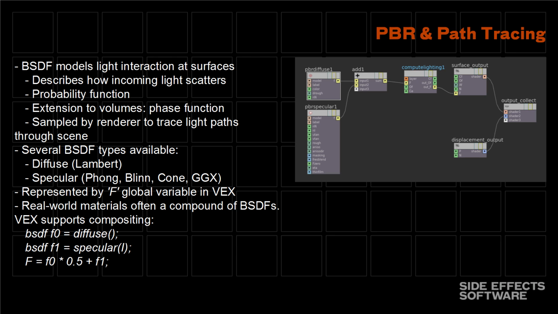But after the add, you can see there's a compute lighting node, which is responsible for taking the BSDF and integrating the lighting locally. We'll look a little bit at the path tracer and the way that compute lighting works with it. And then we have the surface output, which just accepts the final BSDF value.